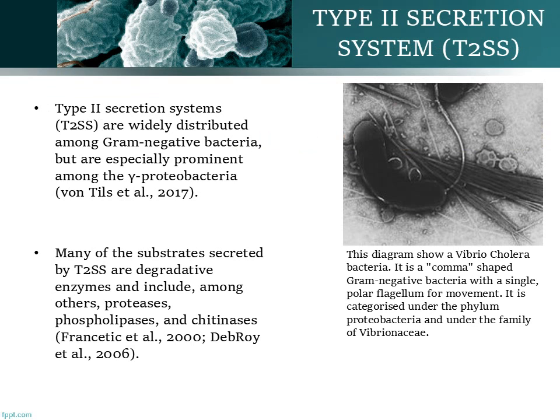So type 2 secretion systems are widely distributed among gram-negative bacteria, but are especially prominent among the gamma proteobacteria. Many of the substrates secreted by type 2 secretion systems are degradative enzymes, such as proteases, phospholipases, and chitinases. So here we have an example of a proteobacteria, which is a gram-negative Vibrio cholerae.